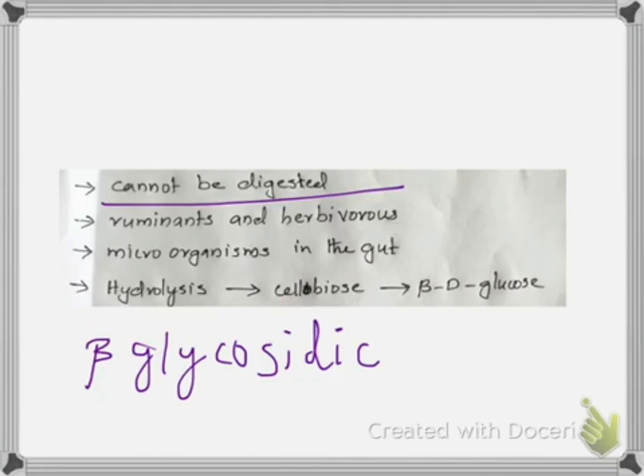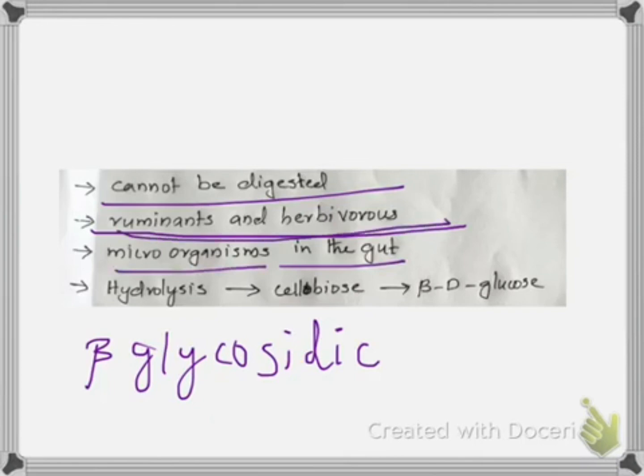But in the case of some ruminants and other herbivorous animals, some microorganisms are present in their gut. They produce the enzyme which hydrolyzes the beta-glycosidic bonds. So they can digest the cellulose.